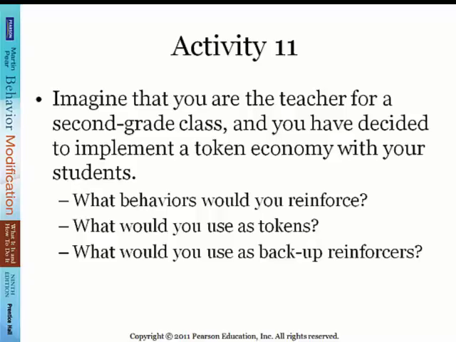So first of all, what behaviors would you reinforce? What are the behaviors you think would be most important for an entire classroom of second graders? It could be something related to general behavior, mastering academic skills, or social skills, whatever you think. So choose a few target behaviors and then tell me, what would you use as the tokens? You could use points, pennies, tickets, anything like that, right? And then what would you use as the backup reinforcers? So the thing that they can exchange their tokens for. Here you could think about something that would be reinforcing for a second grader, something that they would be willing to work for individually, or maybe even as a class. Maybe they could all put their tokens together to get a party or something like that, right?